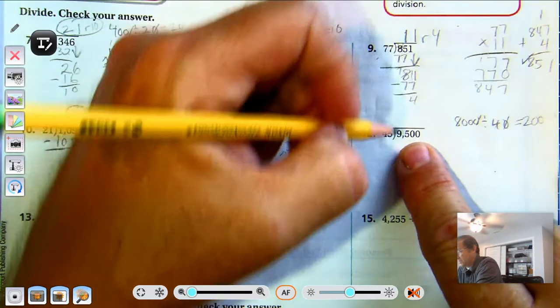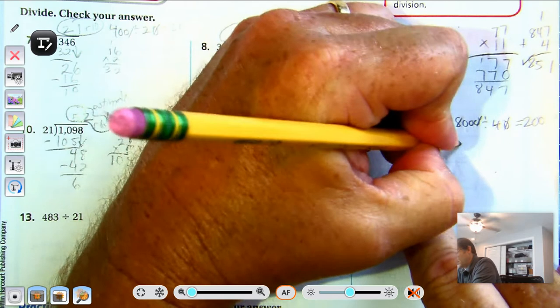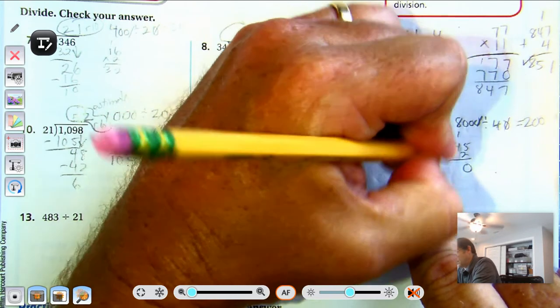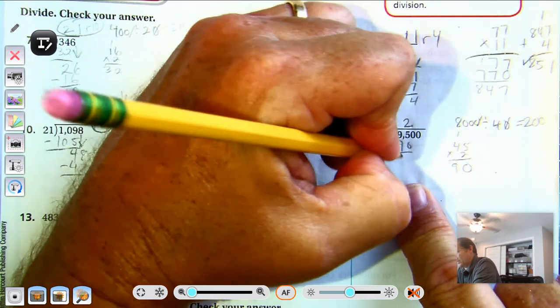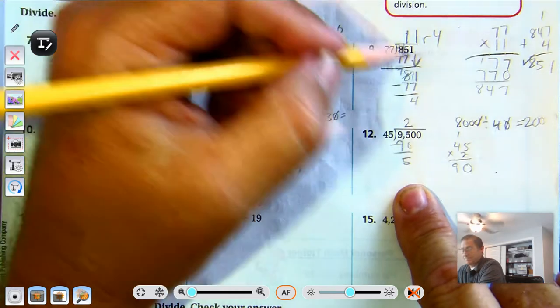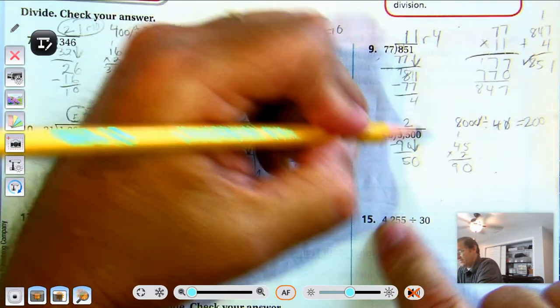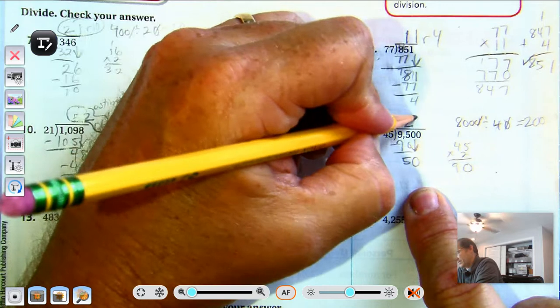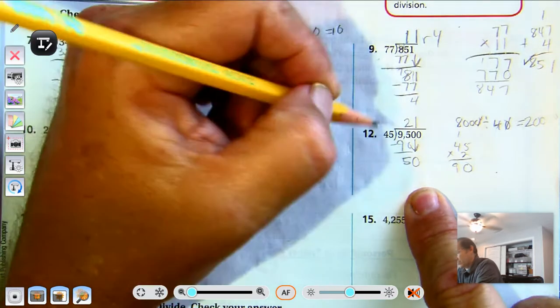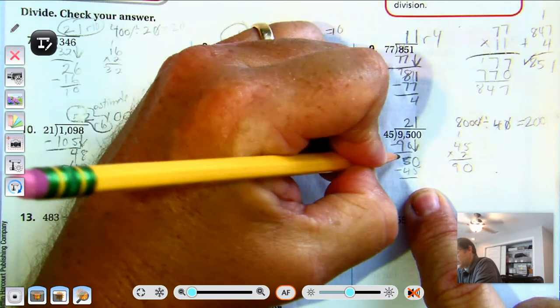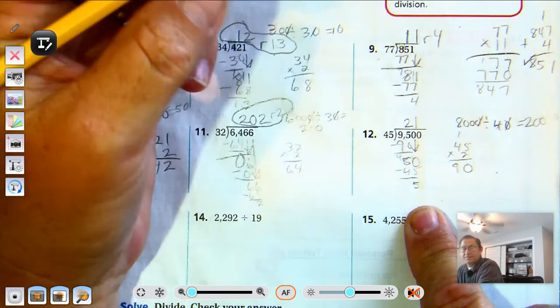All right, so let's try 2. 45 times 2 is 90. Yep, that will work. We're left with 5. We bring down the 0. 50 divided by 45, that's obviously 1, right? 1 times 45 is 45. Subtract. We have 5 left.